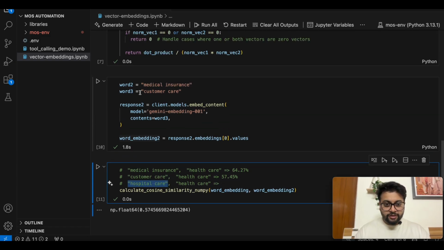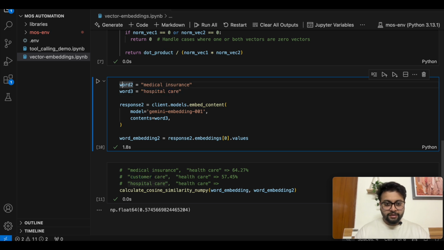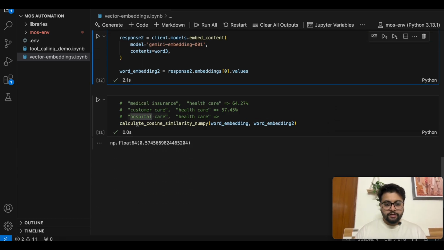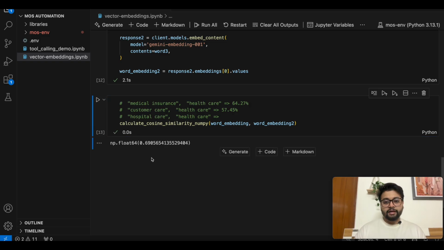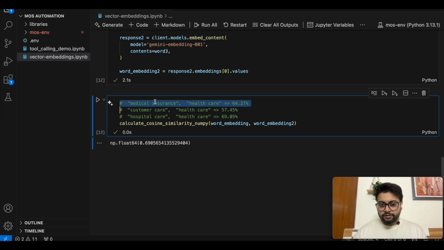So instead of customer care, I'll just replace it with hospital care, and I'll comment this word out and run this. I'll get an embedding for hospital care. And if I run the similarity score, again I'm getting a very high similarity score because the semantic meaning of hospital care and healthcare is very close to each other. That's why I'm getting a similarity score here of 69%, let's say 69.5%. Now this is a higher similarity score as compared to the other one, right?